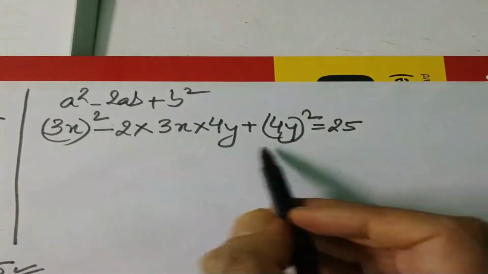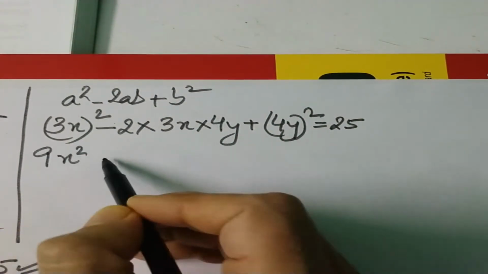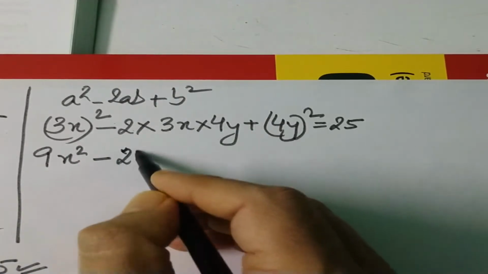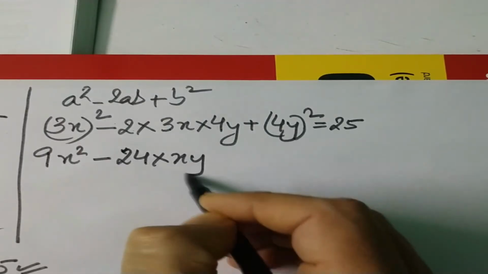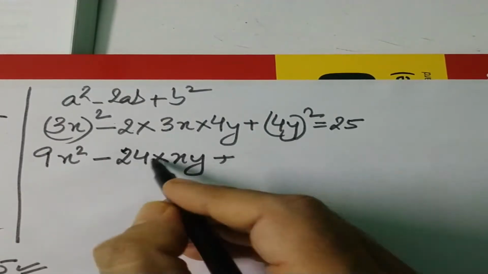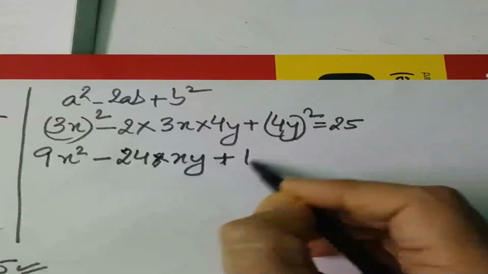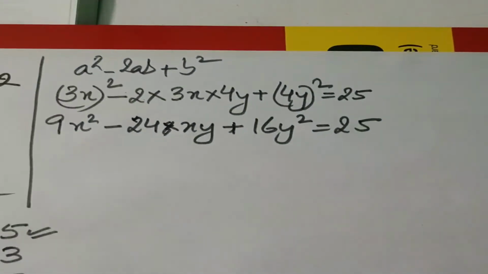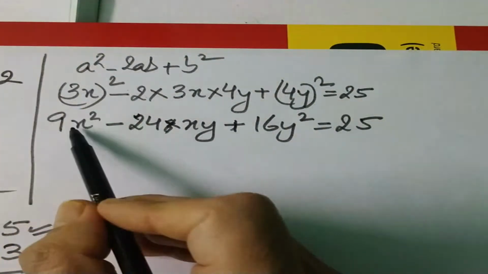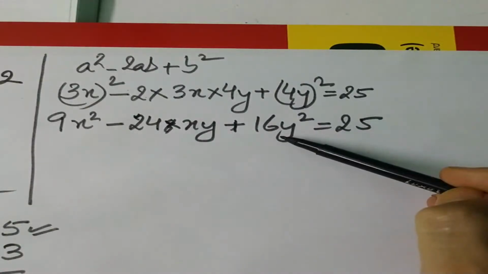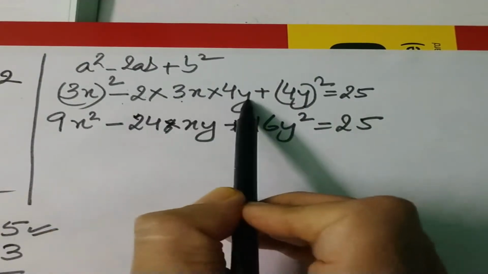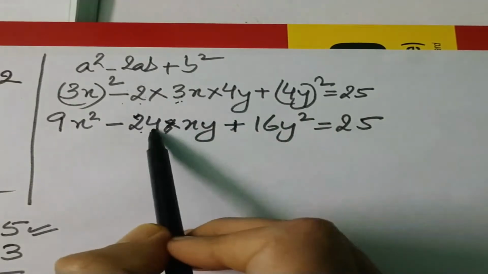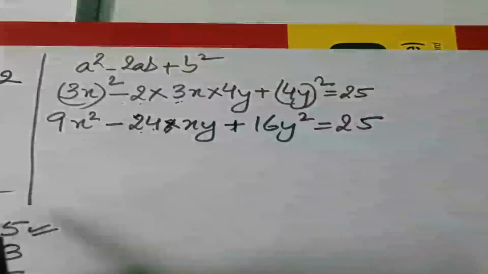Now my question becomes 9x square minus 2 into 3 into 4, 2 into 3 is 6, 6 into 4 is 24, into xy, or just xy you can say, and plus 16y square is equal to 25. Okay, so (3x) square is 9x square, (4y) square is 16y square, and 2ab is 2 into 3 into 4, 2 into 3 is 6, 6 into 4 is 24, and multiplied by xy.